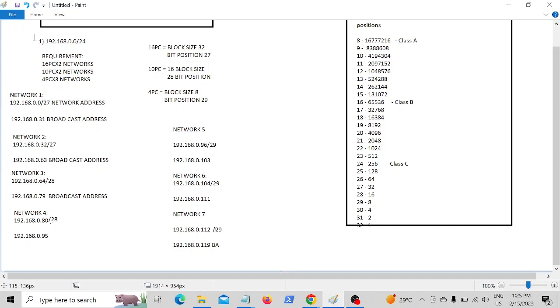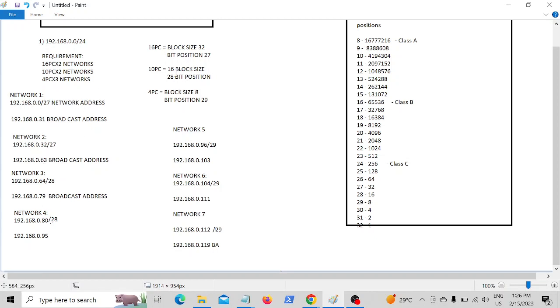So network 1 is 192.168.0.0 slash 27. This will go up to 32. This 32 will become the next network. So before that, 0.31 will be the broadcast address. So this is one network. Again 32 plus 32 is 64. 64 will be the network 3 and the broadcast address will be 63. So for this requirement, 2 networks are done.